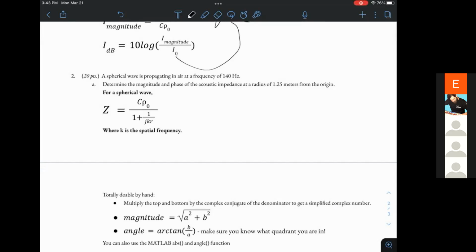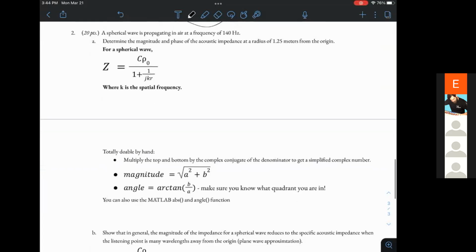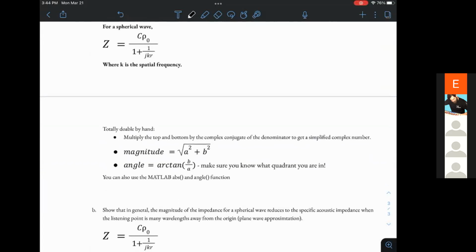We know K and R, or we can find K. K is pretty easy to find, right? And we know R, and we know C, and we know rho naught, and we can just put that all in there, okay? Now, when I go to find my magnitude, it's root a squared plus b squared, where I'm talking about the a and b from a complex number.